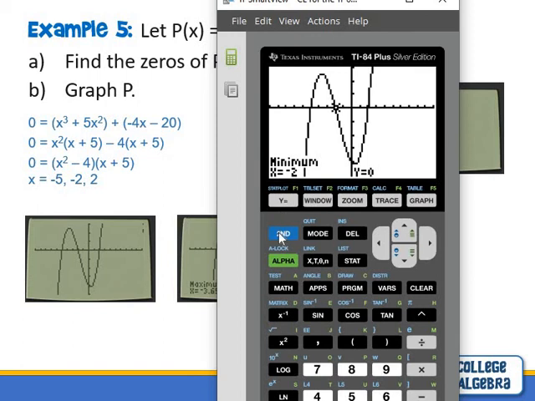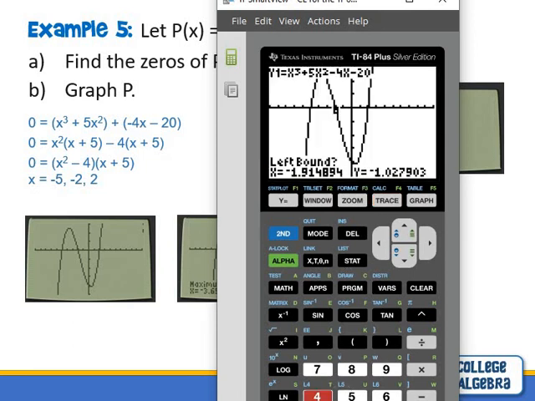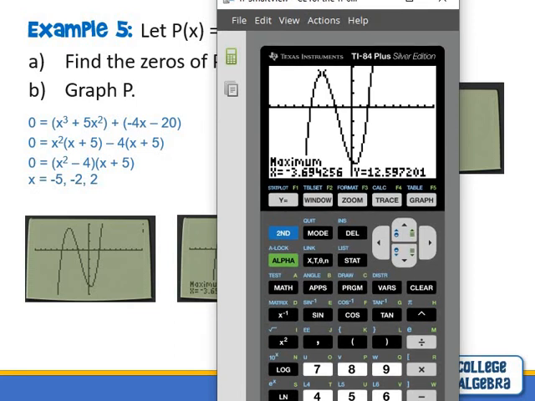I must have done something wrong. Let me try that again. Second trace, number 3, left bound of negative 5, right bound of negative 2. Oh, I know. I chose min, and I'm looking for a max, right? See, it's finding the smallest value, and it's 0. So, sorry about that, but that's a mistake we make sometimes. Let's see. I'm looking for a max, so number 4, and then the left bound, negative 5, right bound, negative 2. Now, that's better.